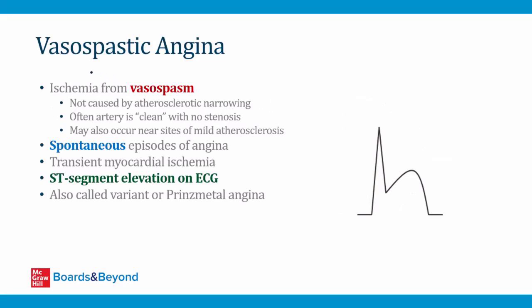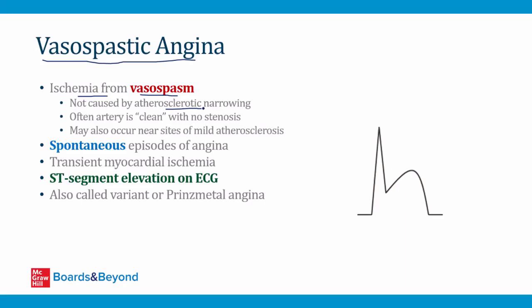Now let's move away from stable angina and talk about a rare type of angina called vasospastic angina. In this condition, coronary ischemia develops from vasospasm, and by this I mean that the coronary arteries or branches of the coronary arteries spontaneously contract and spasm, decreasing blood flow to the heart. So this is not caused by atherosclerotic narrowing like we talked about for stable angina.